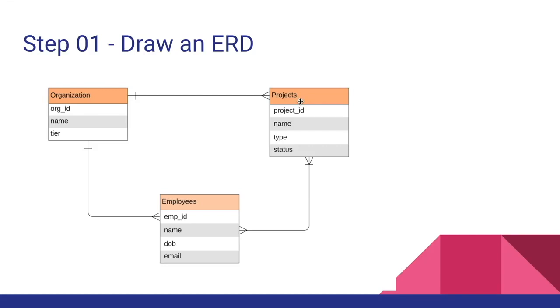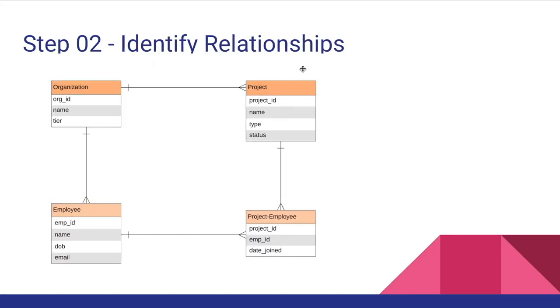So in the next step, we will further break down these relationships so we can further understand how to do data modeling for this type of project. Step number 2, identify relationships. Now we have these three entities: organization, projects, and employees. I've broken down that many-to-many relationship into two one-to-many relationships by introducing another entity called project employees. So between employees and project employees, there's a one-to-many relationship. And between projects and project employees, again a one-to-many relationship.